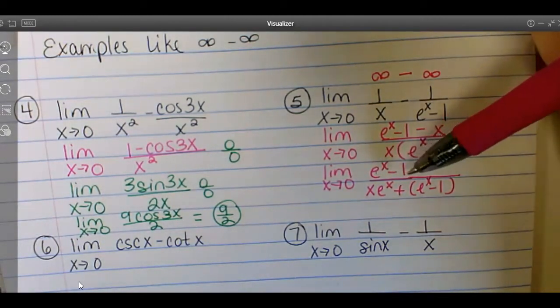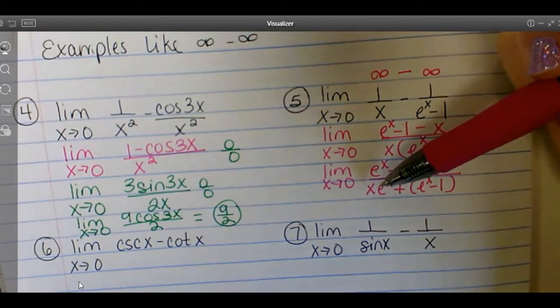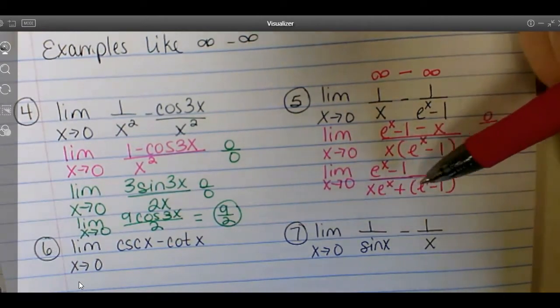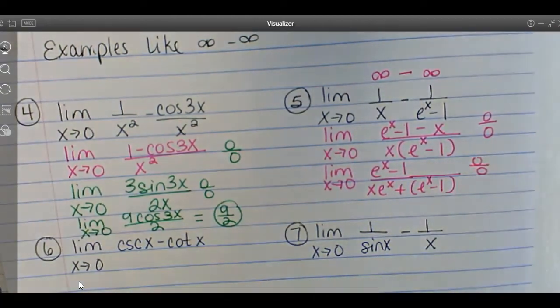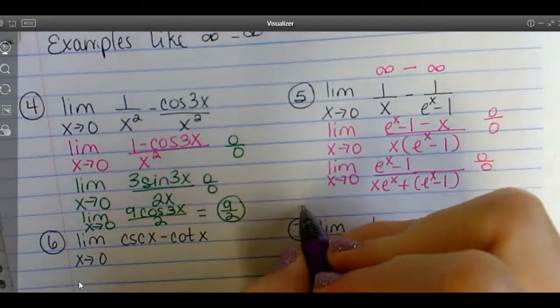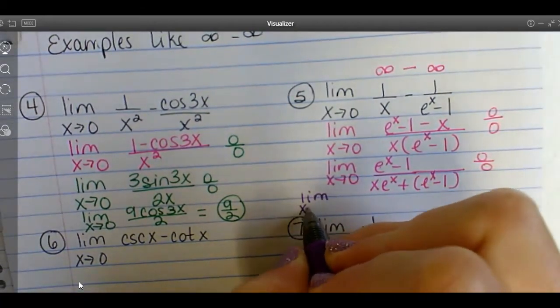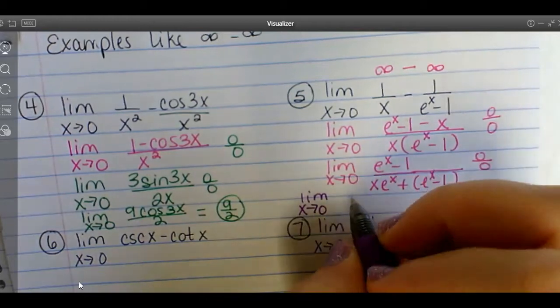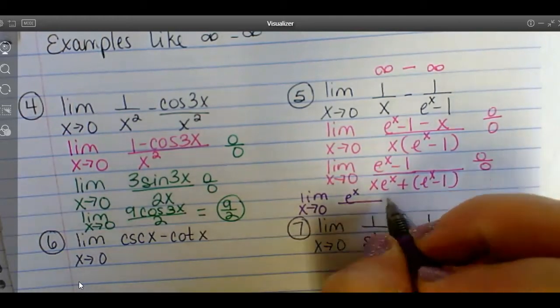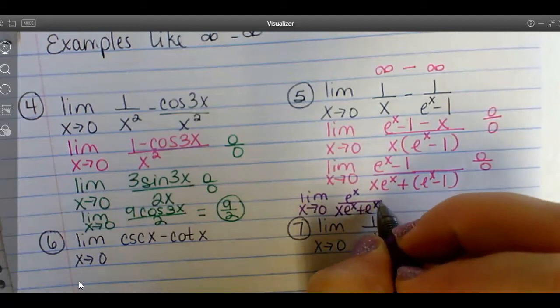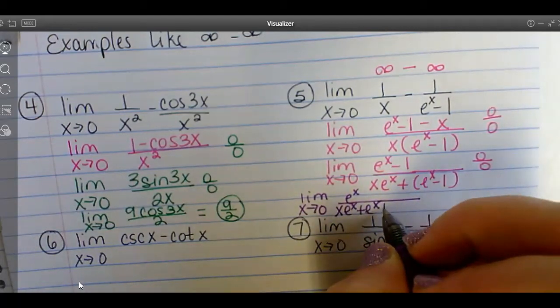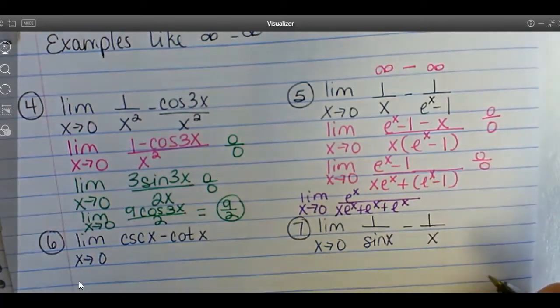So e to the 0 is 1. Looks like we still have a 0 on the top. This would come out to be 0. Unfortunately, we've got 0 over 0 again. So we must do L'Hopital's rule again. Again, I'm going to try to fit it in here. The derivative of the top would be e to the x. Product rule again. First times the derivative of the second plus second times the derivative of the first, and then the derivative of that would be another e to the x.